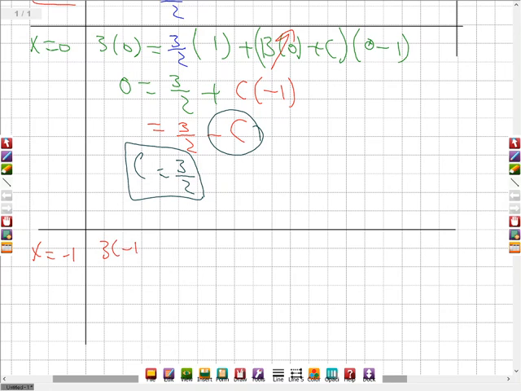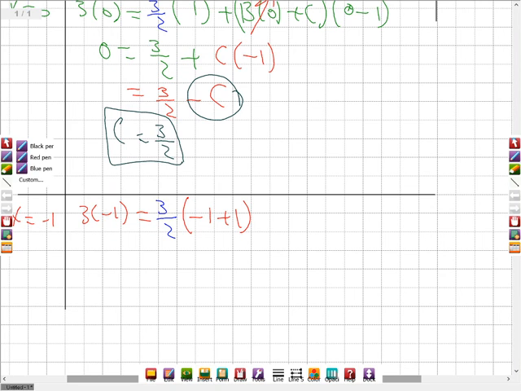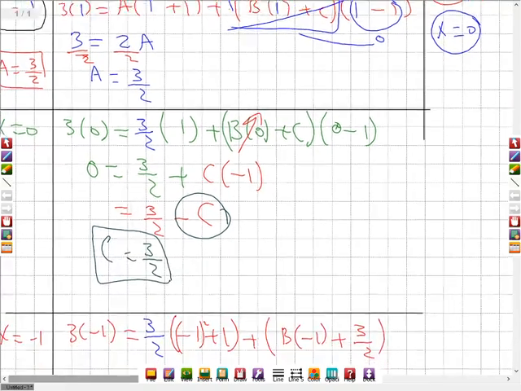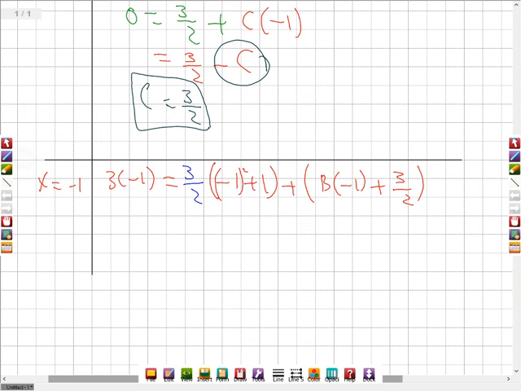3 times negative 1 equals a. What's a? 3 over 2. Negative 1 plus 1. Watch. I'm replacing negative 1 squared. Right? Plus bx. B, we need b. And x is negative 1, plus c, which is 3 over 2. You see the c? Bx plus c. And x minus 1, which is negative 1 minus 1.